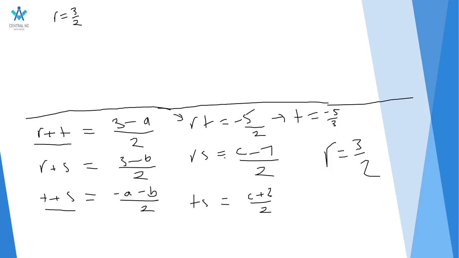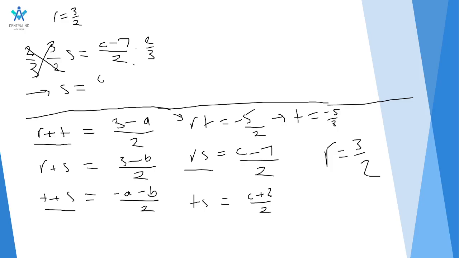So what that tells us is now we know r, now we know t, we can actually set s in terms of c. So over here, since we know that r is equal to 3 halves, from the second equation over here, we have that 3 halves s is equal to c minus 7 over 2. That gives us that s is equal to c minus 7 over 2 times 2 thirds. If we multiply this by 2 thirds and this by 2 thirds, these cancel, and that just gives us that s is equal to c minus 7 over 3.